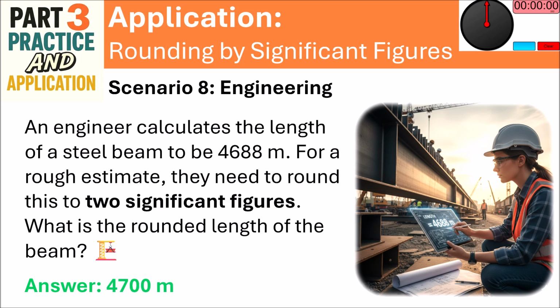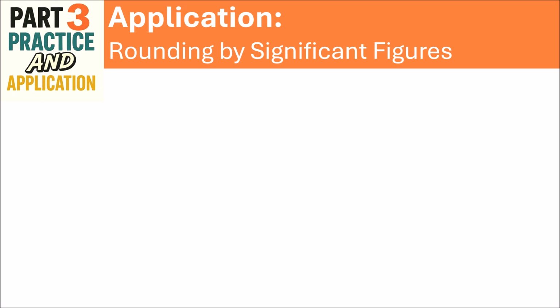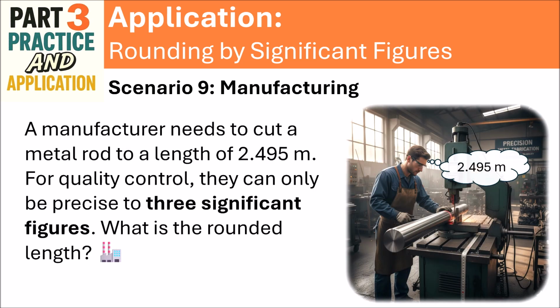Here is the answer. Got it right? Scenario 9. Rounding by significant figures applied to manufacturing. A manufacturer needs to cut a metal rod to a length of 2.495 meters. For quality control, they can only be precise to three significant figures. What is the rounded length?